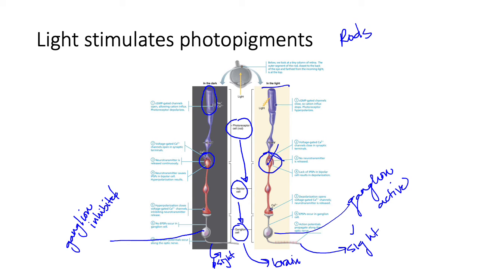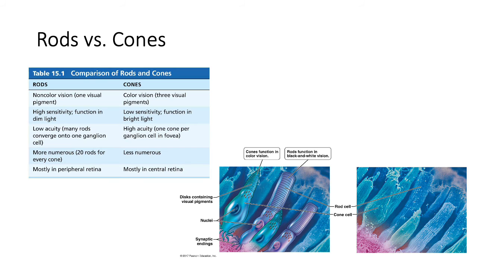So rods and cones are both activated in the same way. In the dark, they inhibit that ganglion. In the light, they are activating that ganglion cell and telling the brain that we either don't see or we see something. But the type of light that rods and cones react to is very different.